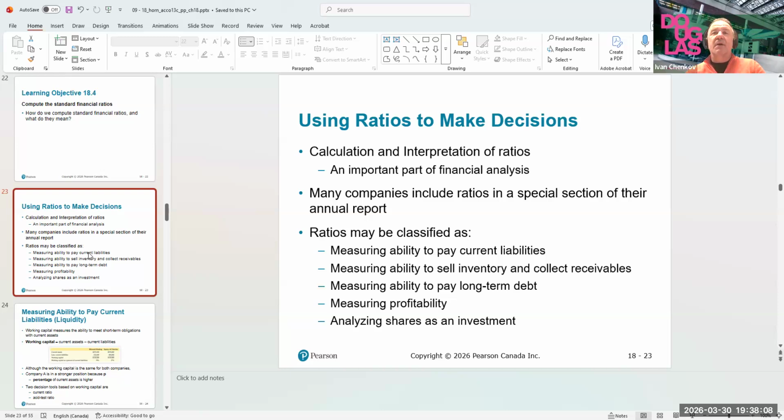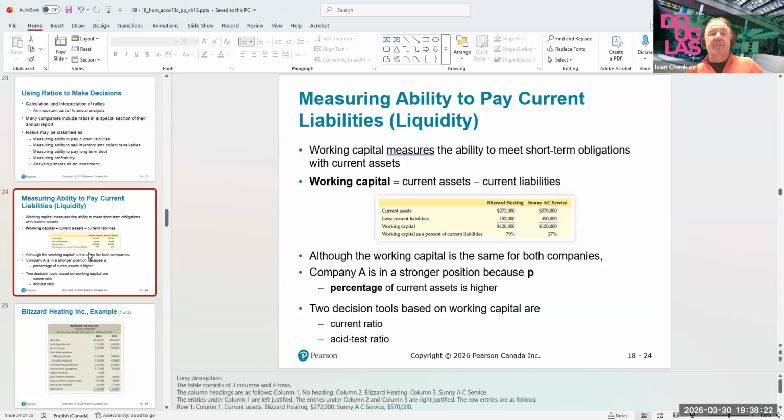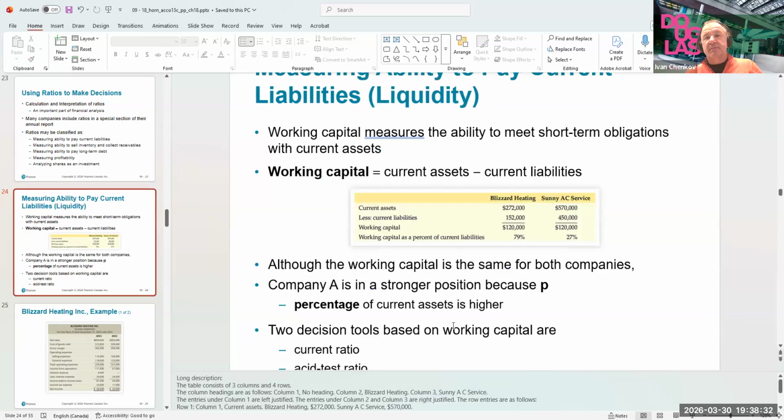So we can measure the ability of the company to pay the current liability, sell inventory, collect the cash, pay long-term debt, profitability, and share in the investment. So those ratios are in different categories. The first category measures the liquidity of the company. Liquidity of the company comes from the working capital.